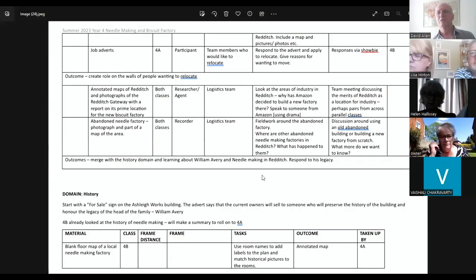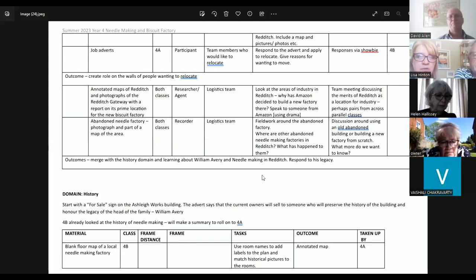Is this the one? Is this one you mean? Can you see it? Yeah, so it starts at the bottom and then there should be another one after that, David, I think. Yeah, so shall we just look at this one first and carry on? Yeah, so it's the history domain.